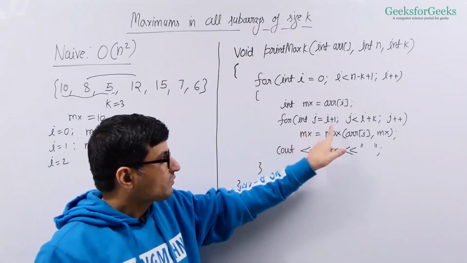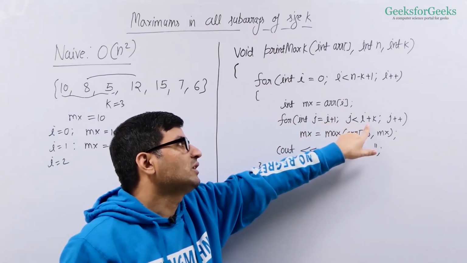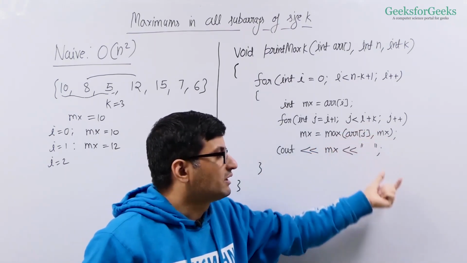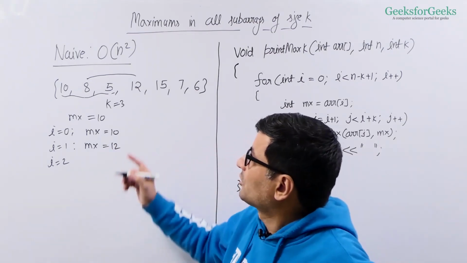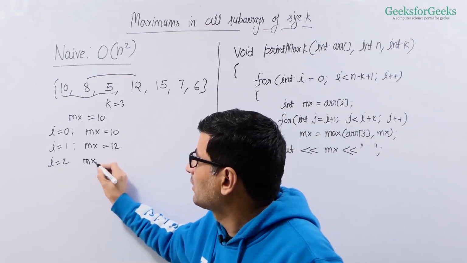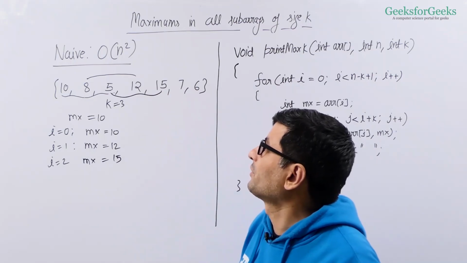That's what we do. We begin with i plus 1. And we run a loop while j is smaller than i plus k. And inside this loop, we compare array j with max. And if array j is greater, we update the max. So for i equal to 2, we are going to have max as 15, right? We are considering this subarray for now.